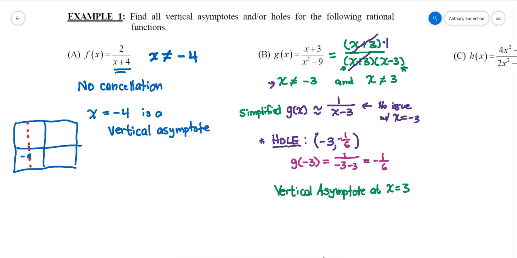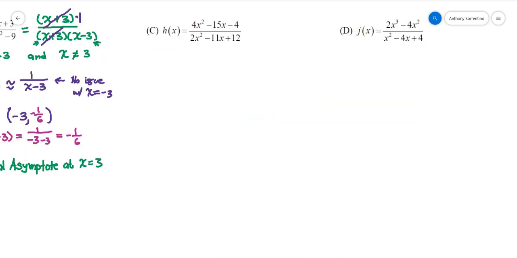Once I determine what my domain restrictions are, if the cancellation eliminates one of those domain restrictions, that becomes a hole. If there is no cancellation I can do, and the domain restriction I noted before is still a problem, then it is going to be a vertical asymptote. So this one would have a hole and a vertical asymptote. And we'll show later how to graph them and deal with those when we get to that point of graphing them. On to C.